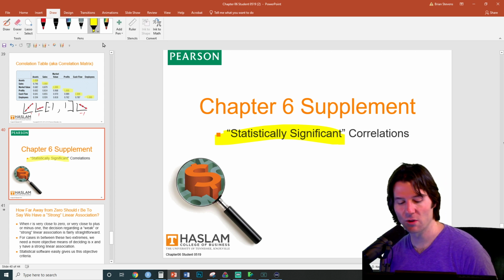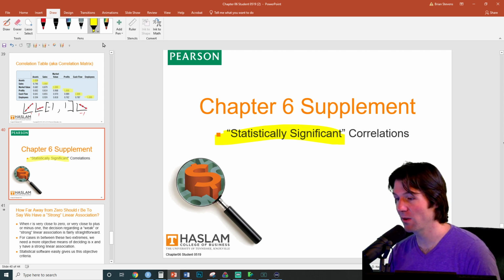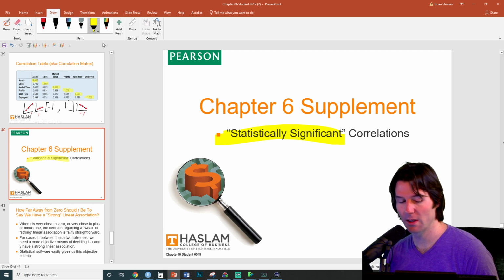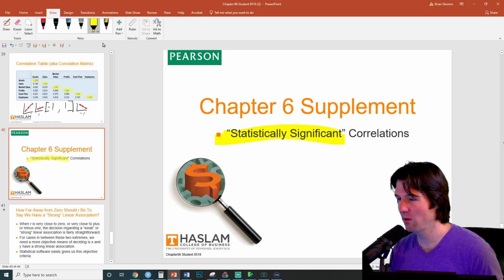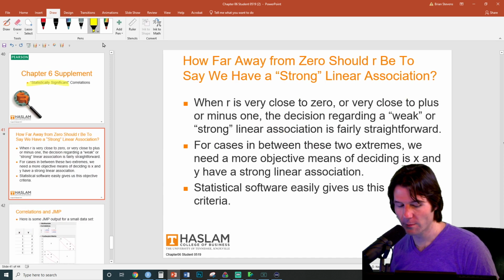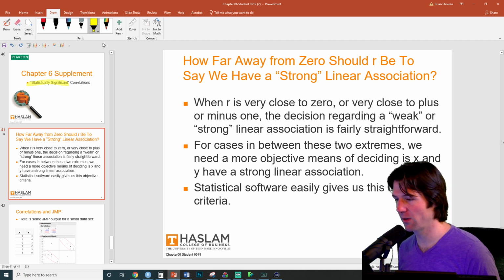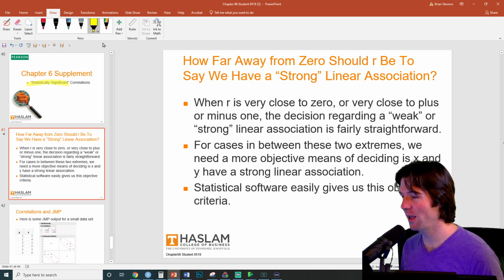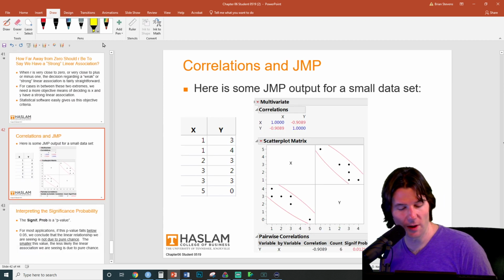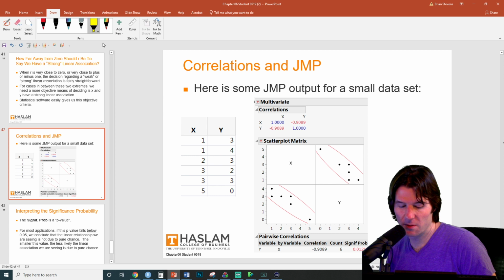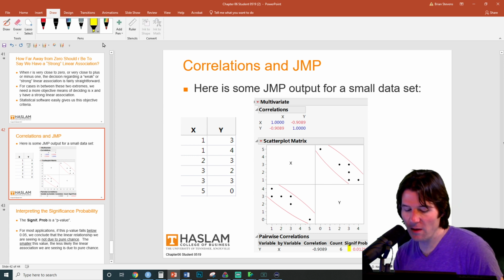So statistical significance is talking about p-values here. So when is something statistically significant? When it is not likely to happen by random chance. And what are we talking about right here? Well, when you look at this, you'll see this p-value down here.